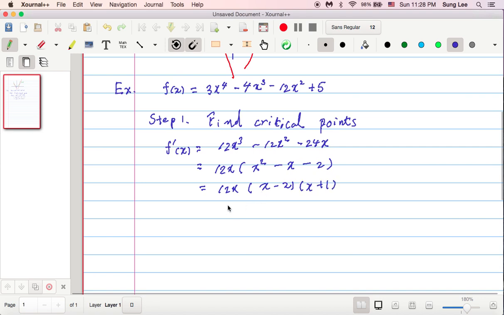Okay, so if you set this equal to 0 to find the critical points, we have three critical points. x equals, in order, negative 1, 0, 2. So we have three critical points.